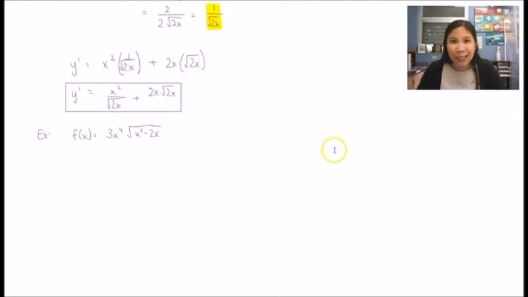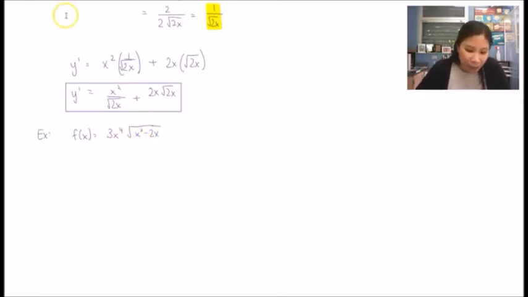Okay, let's do another example, this time slightly more complicated again. Still product rule though, and chain rule, because I've got 3x to the 4th power being multiplied with another thing, the square root of x squared minus 2x. And with the square root of the x squared minus 2x, I know I'm going to need chain rule because the stuff inside the square root is complicated.